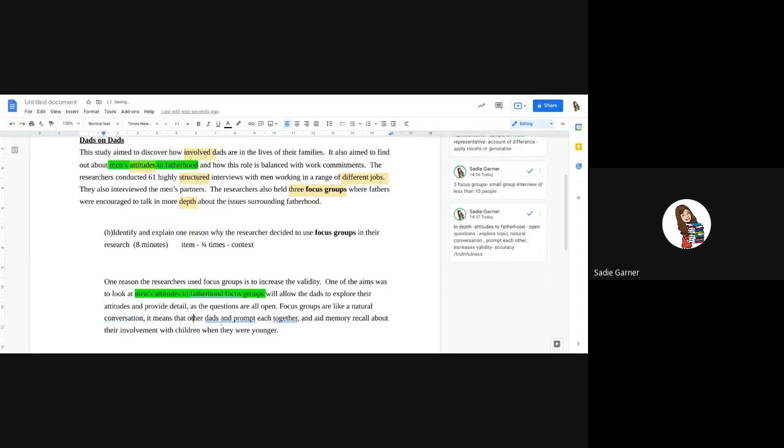It means the other dads can prompt each other, and aid memory recall about their involvement with their children when they were young. I'm going to mention involvement with children because that's also linked to the item.